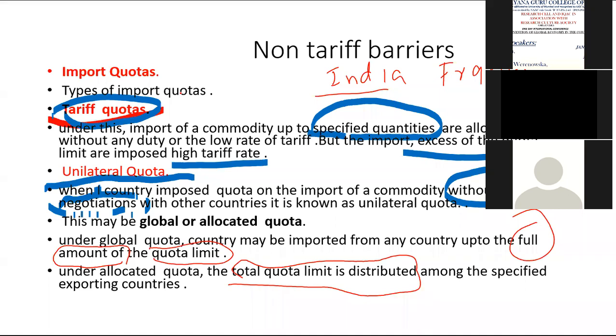Suppose that you are importing only from one country. कल वो कंट्री के साथ हमारा पॉलिटिकल रिलेशन अच्छा नहीं हुआ, naturally our import will be affected. So it should not happen. What is important is you should import from different countries and you should keep the quota limit. Itna quota tak we can import from Egypt. Itna quota tak we can import from Portugal. That is the meaning of allocated quota. So there are two types of quota, children. One is global quota, other is allocated quota.